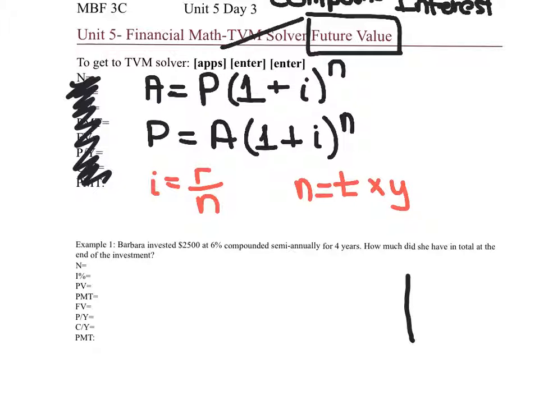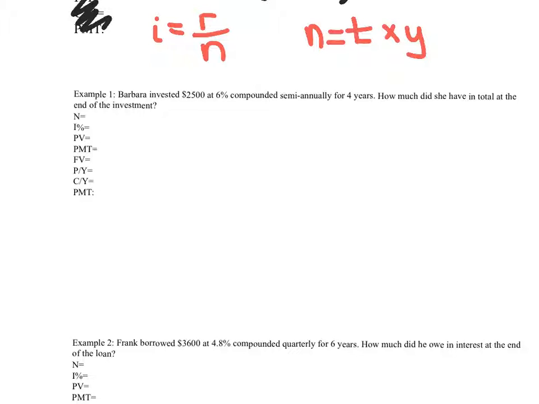So let's take a look at a question together. Barbara invested $2,500 at 6% compounded semi-annually for 4 years. How much did she have in total at the end of the investment? What they want to know is what she ended up with at the end. So we know we're looking at the accumulated amount: A equals P(1 plus i) to the power of n.